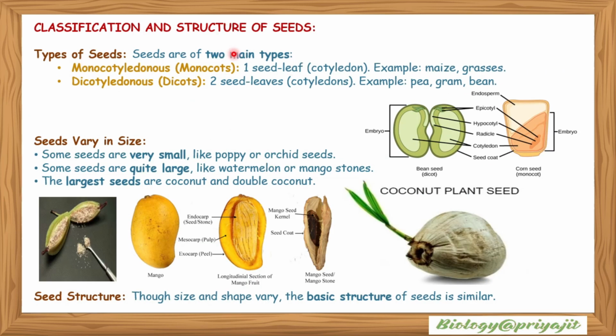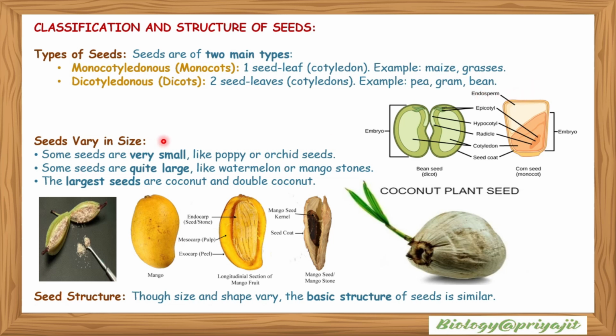Types of seeds. Seeds are basically two main types: monocotyledonous or monocot seeds, with one seed leaf or cotyledon, example maize, grasses, etc. Dicotyledonous or dicots, with two seed leaves or cotyledons, example pea, gram, bean, etc.